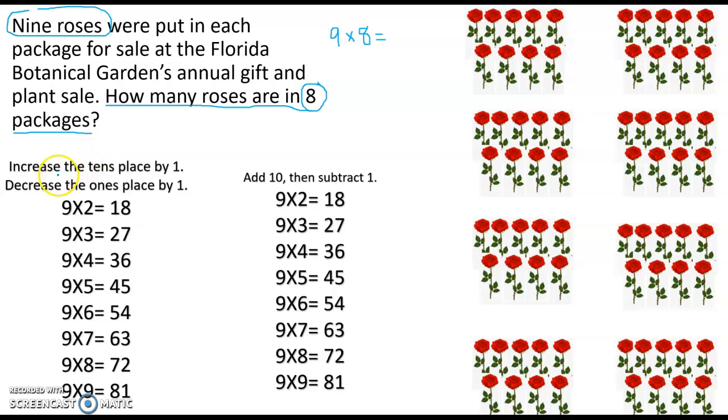So, one thing that you can do is, as you're increasing your 10s place, you're decreasing your 1s place. So 9 2 times, we know 9 plus 9 equals 18. Well, 9 times 3, 27. 9 times 4, 36. 9 times 5, 45. Notice my 10s place is going up. 1, 2, 3, 4, 5, 6, 7, 8. And my 1s place is going down. 8, 7, 6, 5, 4, 3, 2, 1.